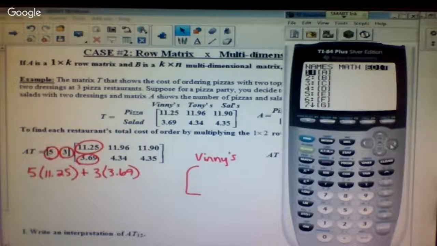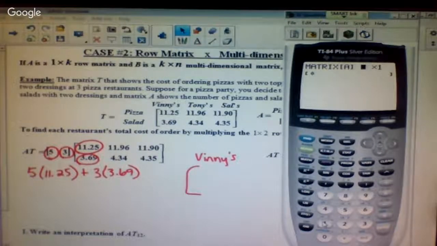Okay, when you want to use the matrices, you're going to stay under names. When you want to actually put them in, you're going to go to edit. And we're going to edit choice number 1. So either hit enter, or just hit 1.